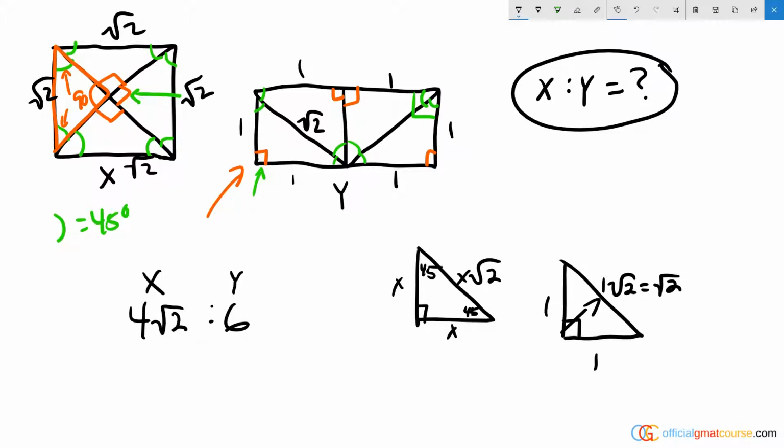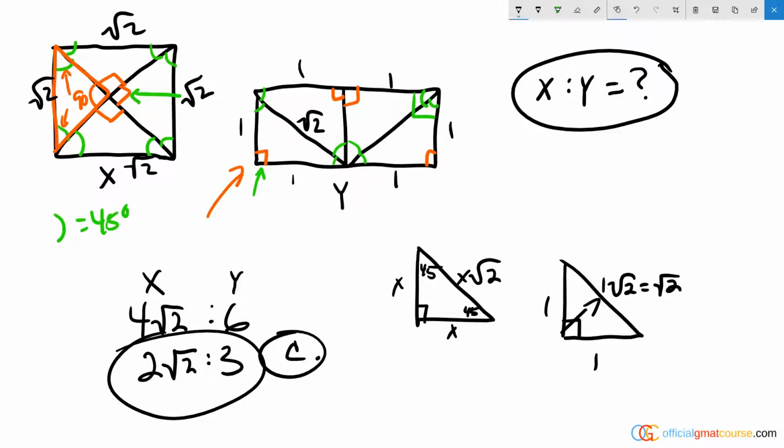we know y is larger than x, which means either A, B, or C is in play. And we know that we can divide both of these by 2, which would get us down to 2 root 2 to 3 as a ratio. And that gives us answer choice C. So our answer here is answer choice C.